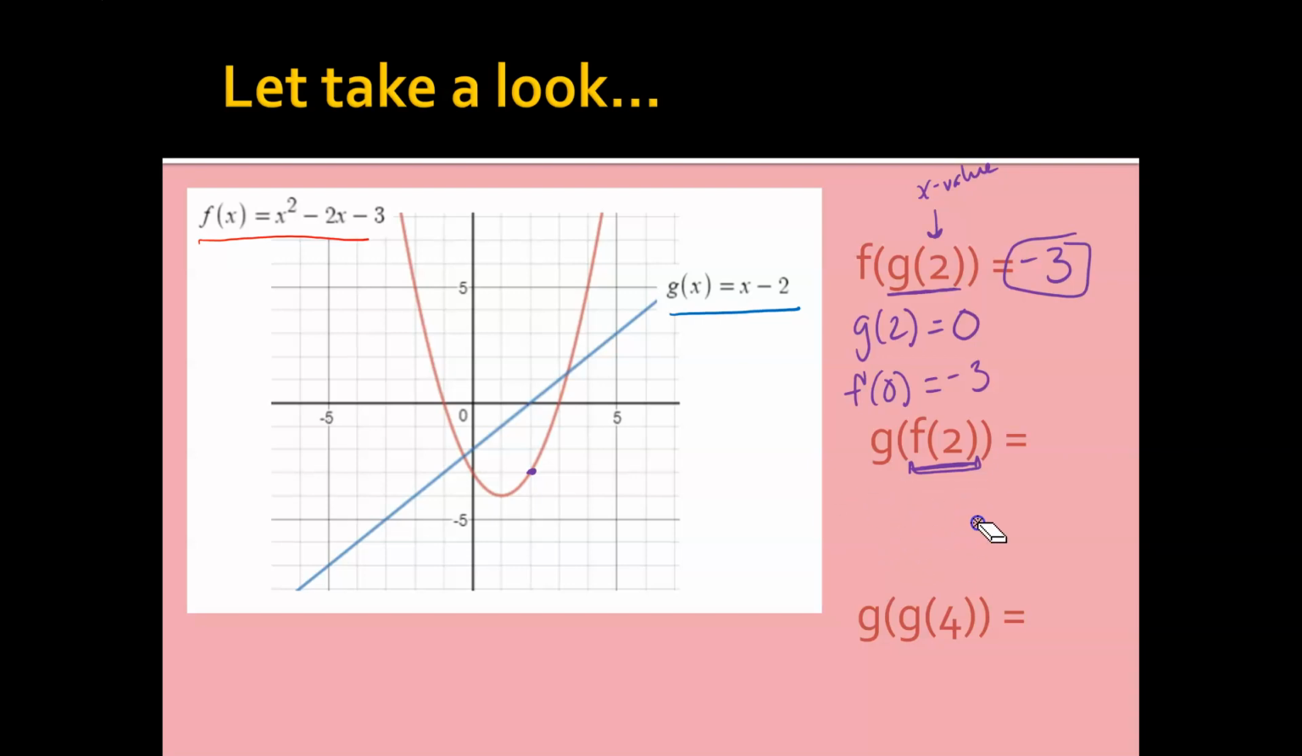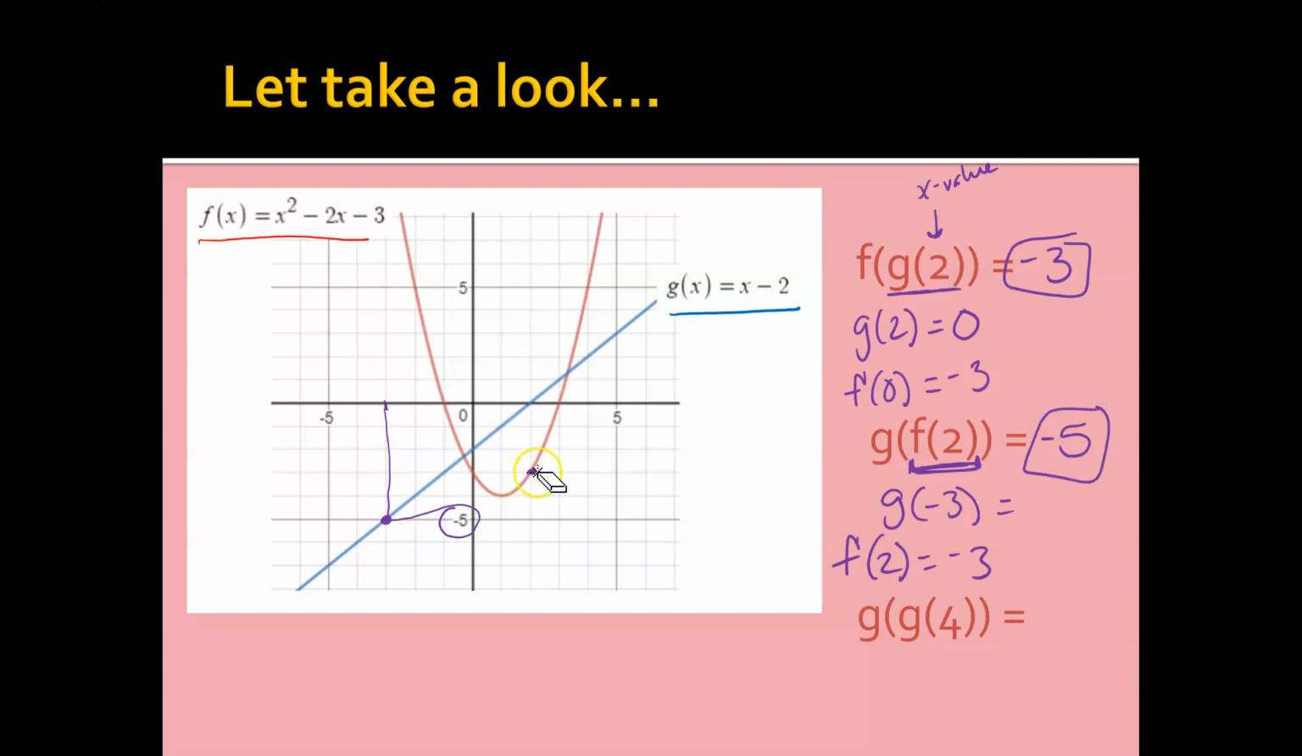So recap, f of 2 is negative 3, and I'm going to replace f of 2 with negative 3. So now I have g of negative 3. g is on the blue graph. So when x is negative 3 on the blue graph, right here, it intersects the graph at what y value? Negative 5. So that would be your answer.